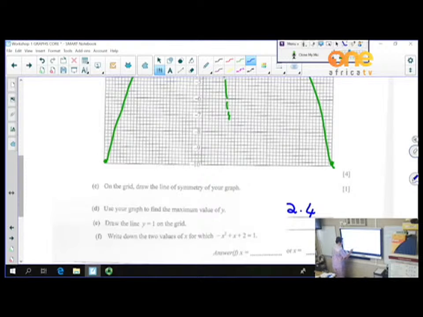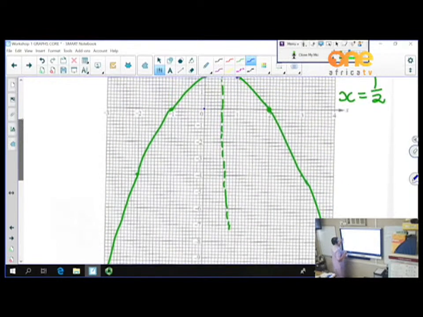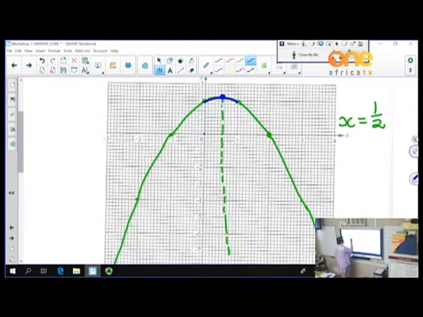Then they say draw the line y is equal to 1 on your grid. So this time they even tell you to do this. This is the line here that we're going to draw with a ruler. Y is equal to 1. Draw that line. Y is equal to 1.